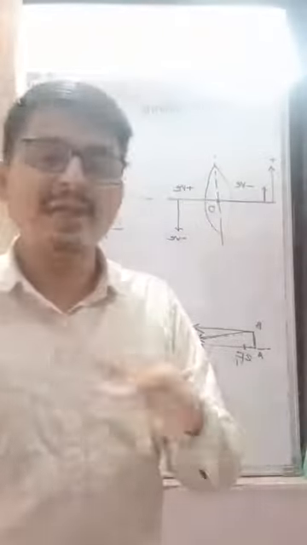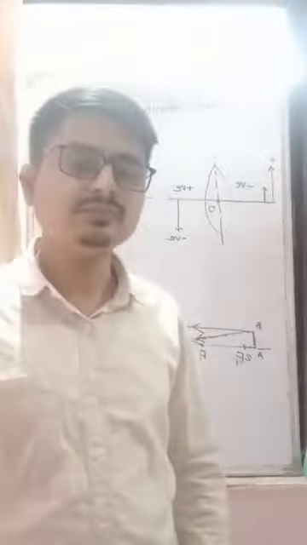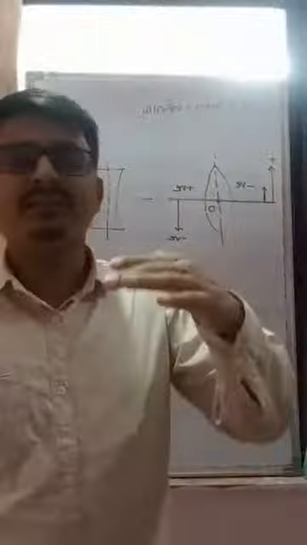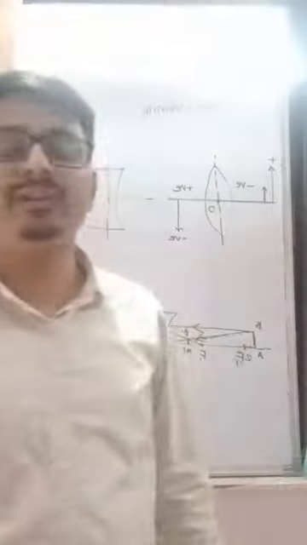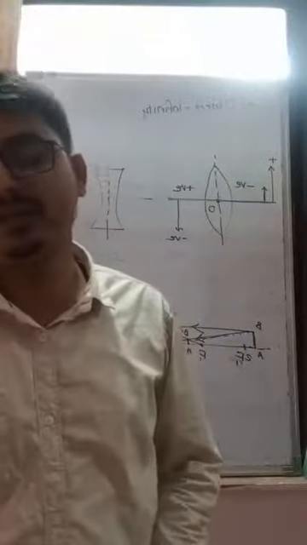Similarly, there is an imaginary axis, which we call the principal axis, passing through the optical center. It is normal to the position of the lens, and the distances above the principal axis will be taken as positive, while the distances below the principal axis will be taken as negative.